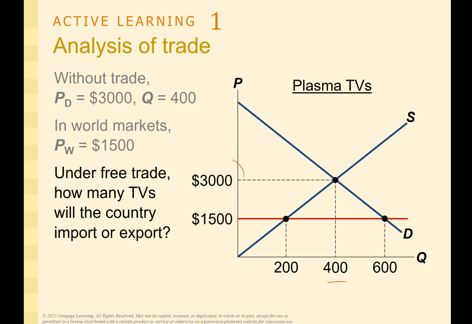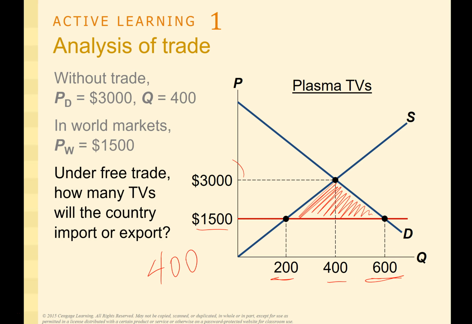So this one's pretty easy to see. First of all, we can say they're going to import because the world price is less than what it costs them to produce. And what's the shortage? Remember that this area below equilibrium is a shortage. The shortage domestically is, well, they're only incentivized to produce 200 TVs at that price of $1,500. However, at that nice low price of $1,500, 600 plasma TVs would be demanded. So the shortage for this country would be 400 plasmas.